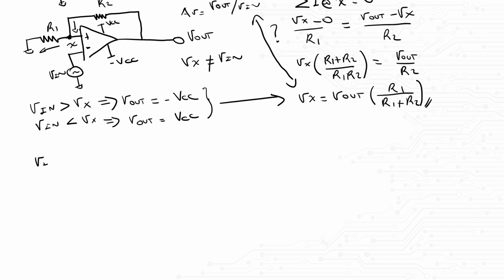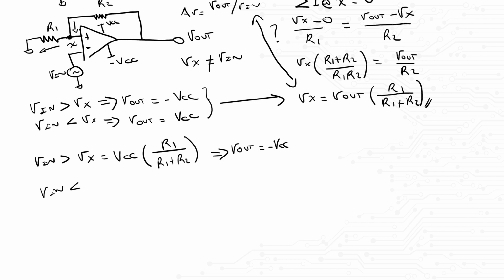If Vin is greater than Vx, and Vx is VCC times R1 divided by (R1 plus R2), that means Vout is equal to negative VCC. If Vin is less than Vx, meaning less than negative VCC times R1 divided by (R1 plus R2), then Vout is equal to VCC. This is how we get full points on interviews. However, now that you have this knowledge in mind, let me show you a little shortcut to it.